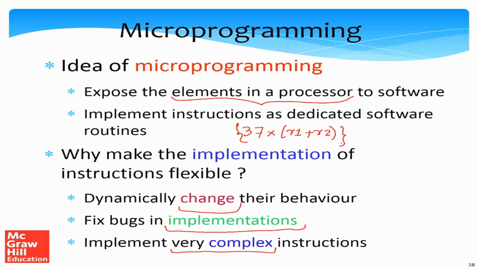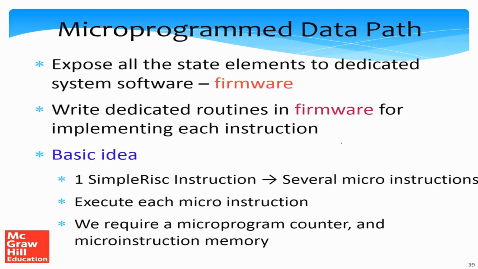This comes at a price, and the price is speed, of course. Processors with hardwired control units are much faster, and processors with microprogramming are relatively slower. So the price is speed and efficiency. So we need to create a microprogrammed data path. Microprogramming is different from conventional programming because in this case we are writing the code for each instruction. That's why it's microprogramming.